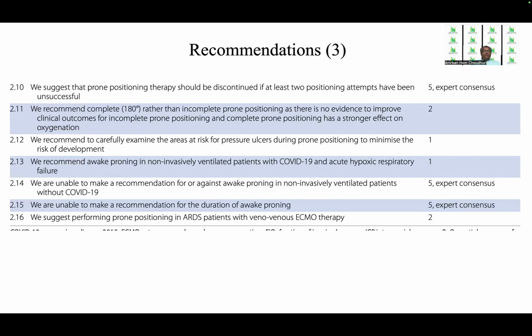And the guidelines are unable to make any recommendation for the duration of awake proning. Awake proning is something which is also strongly advocated. It was used during COVID, and then its benefits were realized. And even today, a lot of physicians do practice awake proning.